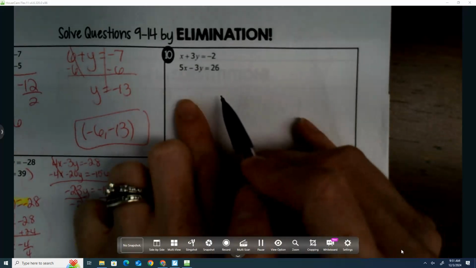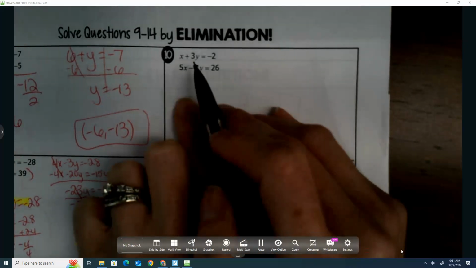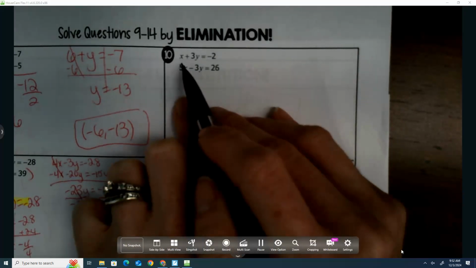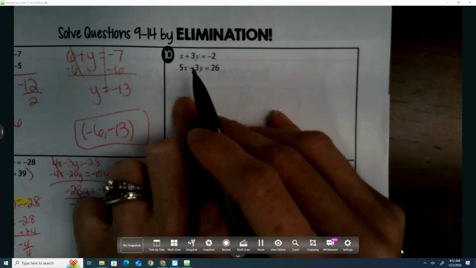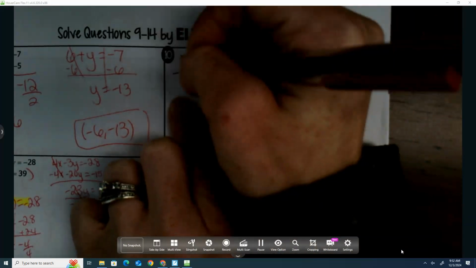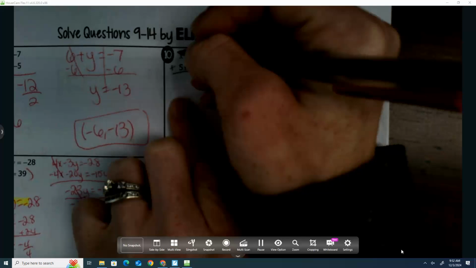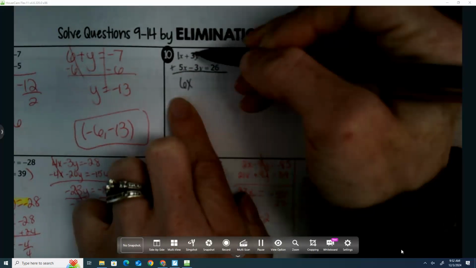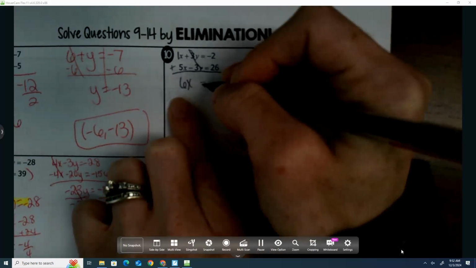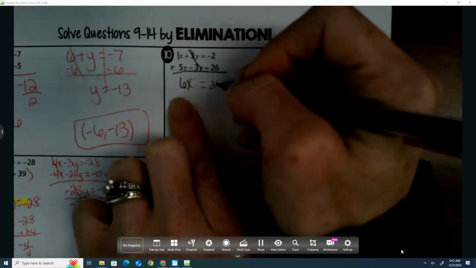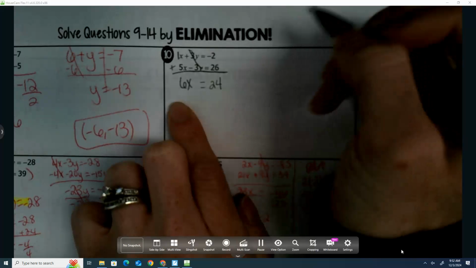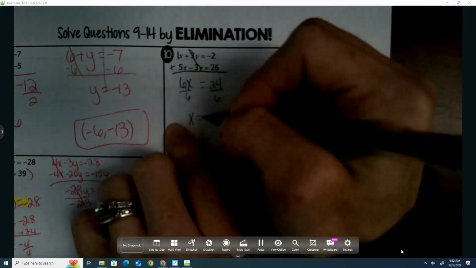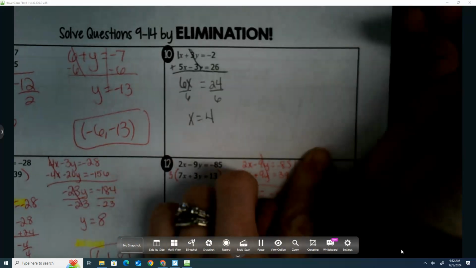Do I have to here? No, because my y's are already opposite, positive 3 and negative 3. If I wanted to cancel x, what would I have to multiply by? Negative 5. But as it is, I can just add these equations. So I have 1x plus 5x, which is 6x. Positive 3y and negative 3y cancel. Negative 2 plus 26 is 24. Then we divide by 6, and we get x equals 4.